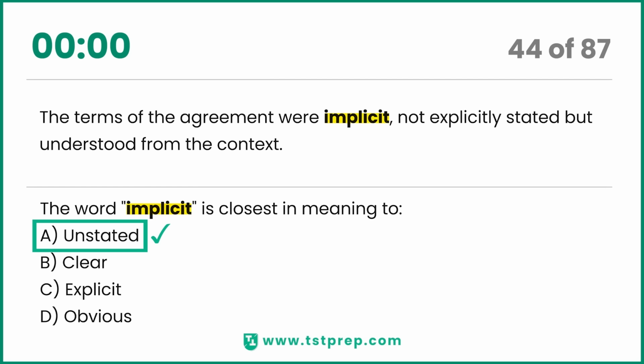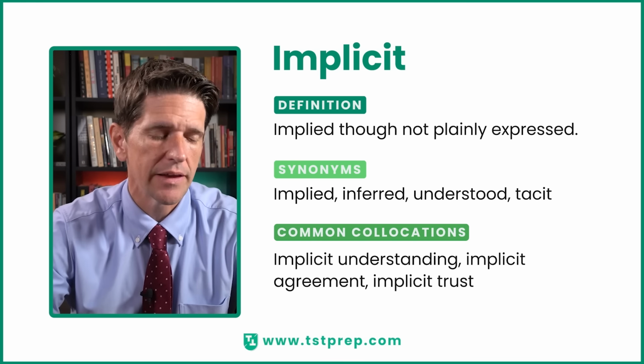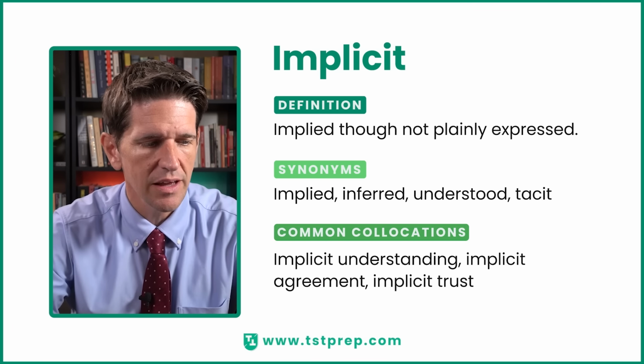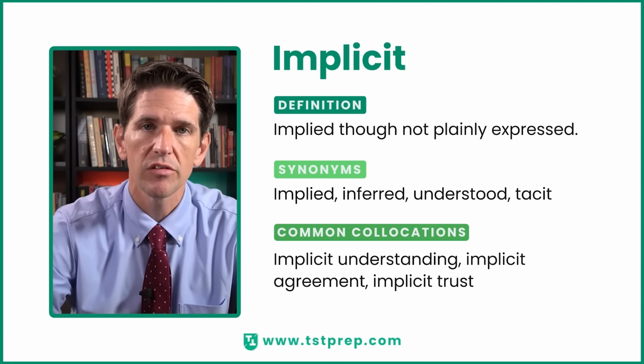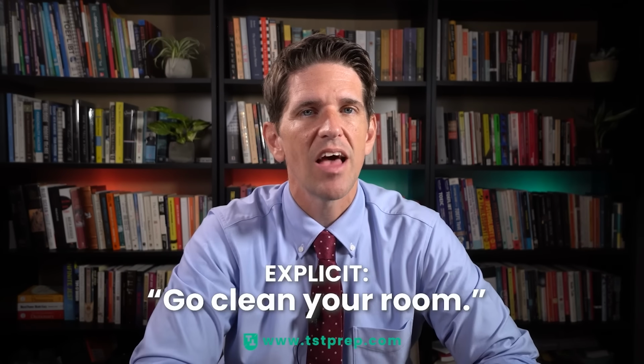All right, if something is implicit, I like this word. It's not stated, unstated. So it's implied, not plainly expressed, implicit understanding, implicit agreement, implicit trust. The opposite of this is explicit, to say directly. So implicit. Let me give you an example of something that's not implicit, that's explicit. If my mother says, go clean your room, that is explicit. It's very clear. Go clean your room. That's what she wants me to do.